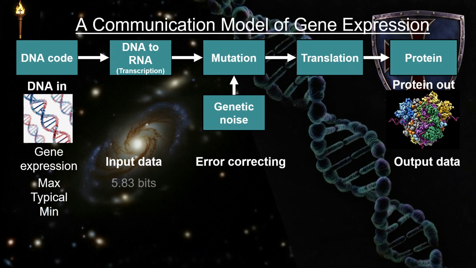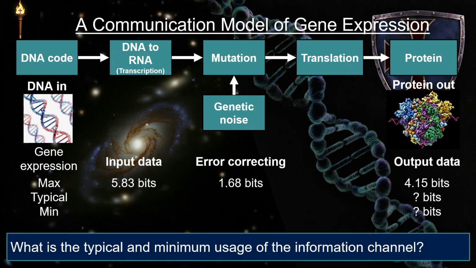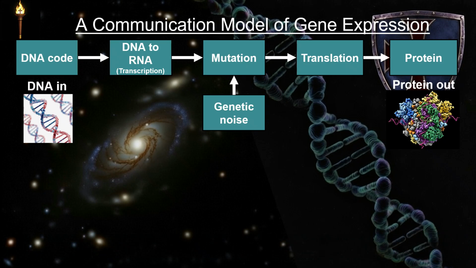So we plug that in. We find the input data is 5.83 bits, error correcting is 1.68 bits, output data is 4.15 bits. That is the maximum amount of information that can be pumped through this communication channel. What we're interested in is what is the typical and the minimum usage of that information.